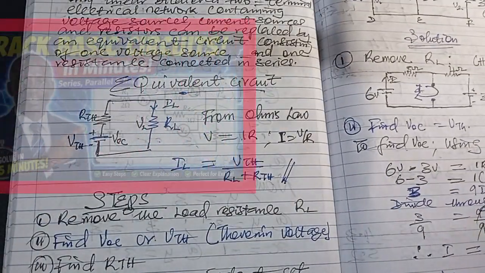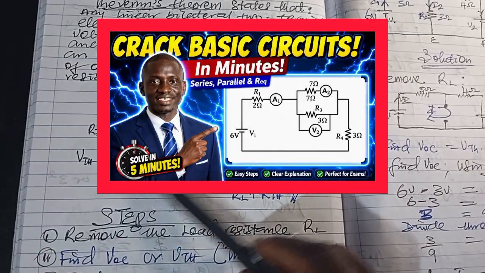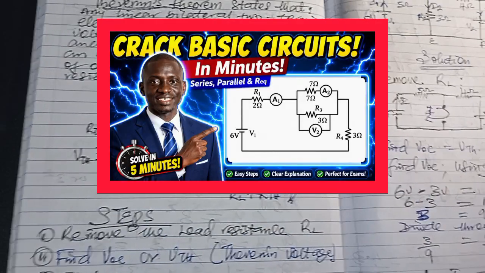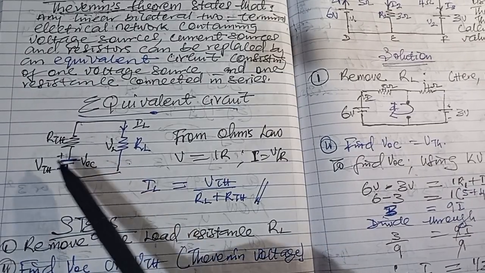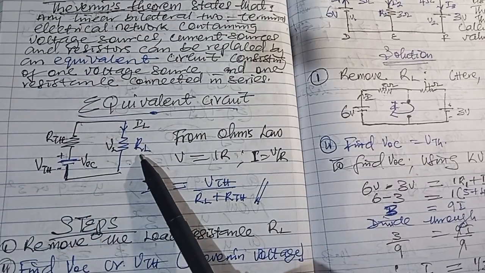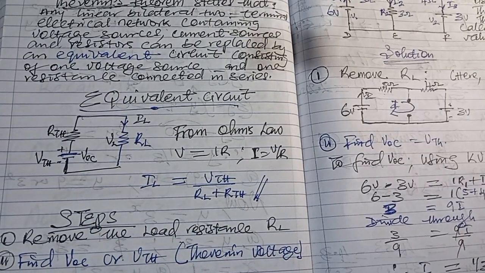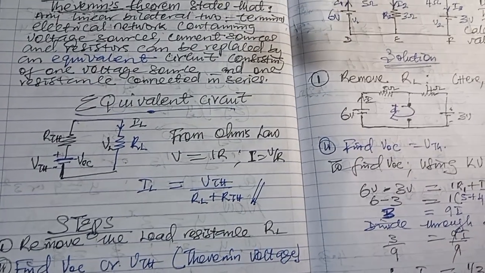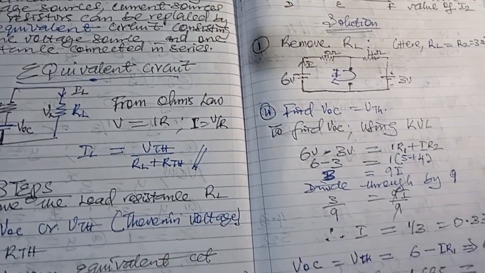Alright, so a quick recap. This is just the equivalent circuit of Thevenin's theorem. Despite how complex a network will be, you can reduce it to this form with a single resistance in series with a voltage and your RL. Just apply Ohm's law to calculate the required branch current. So this is how you can solve using it.